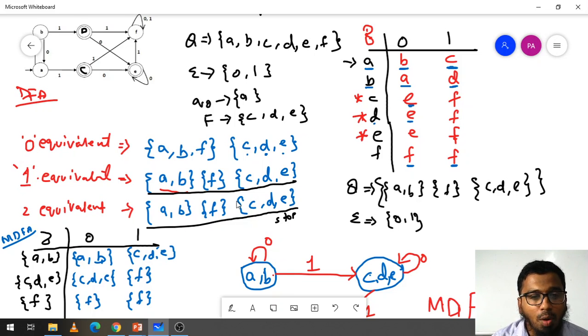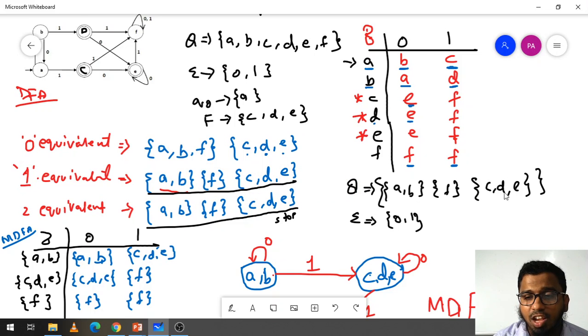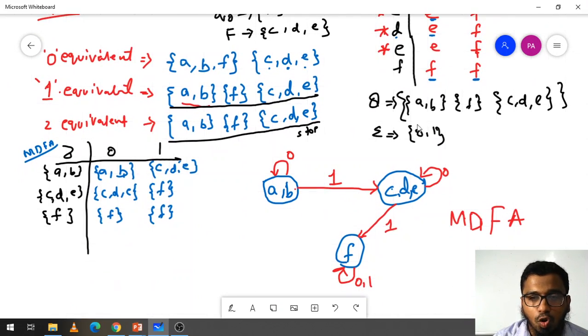Okay. So how many Q states are here? Q is equal to A, B is one state, F is a state, and C, D, E is one state. And what is the sigma? Sigma is 0, 1. Okay. So we will make a transition table for that.